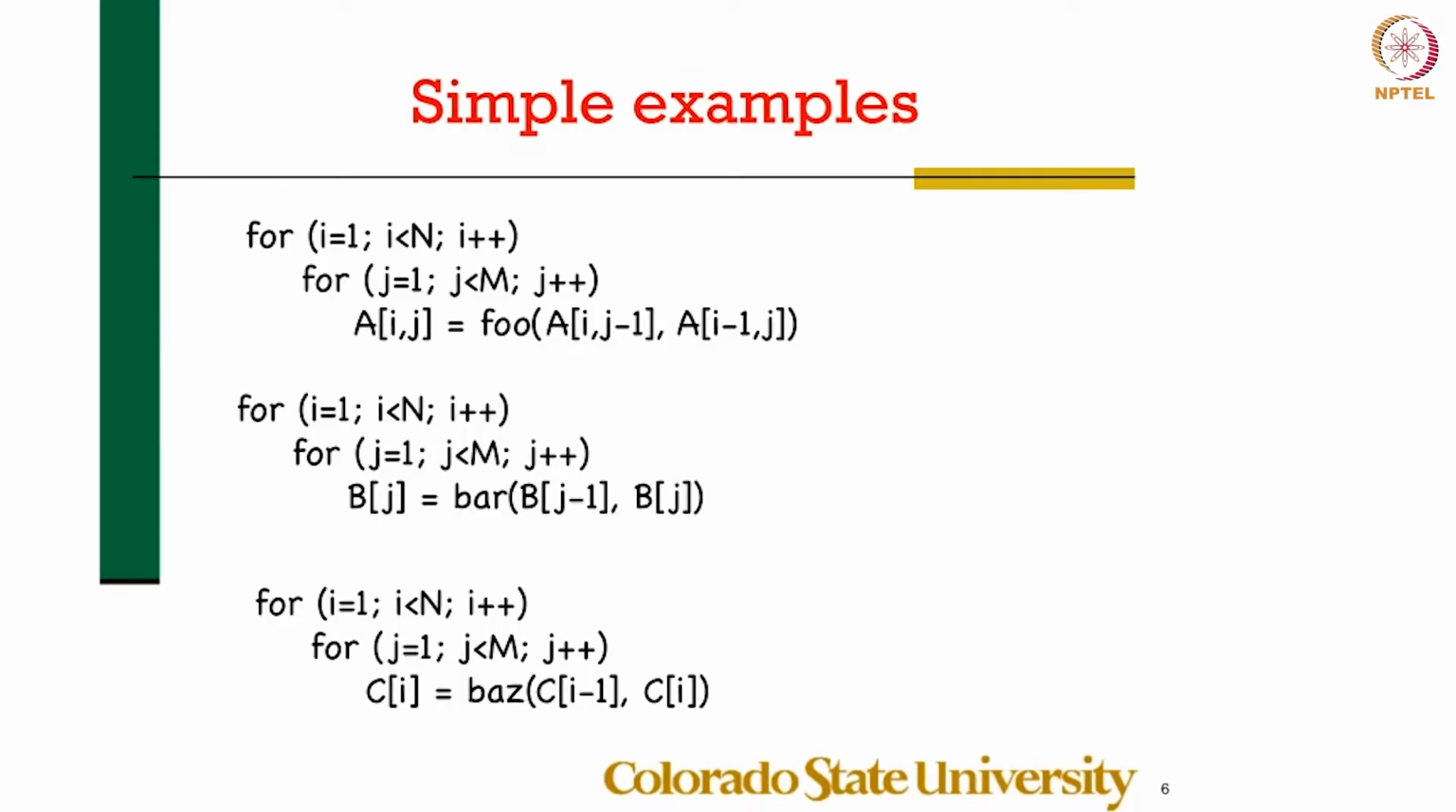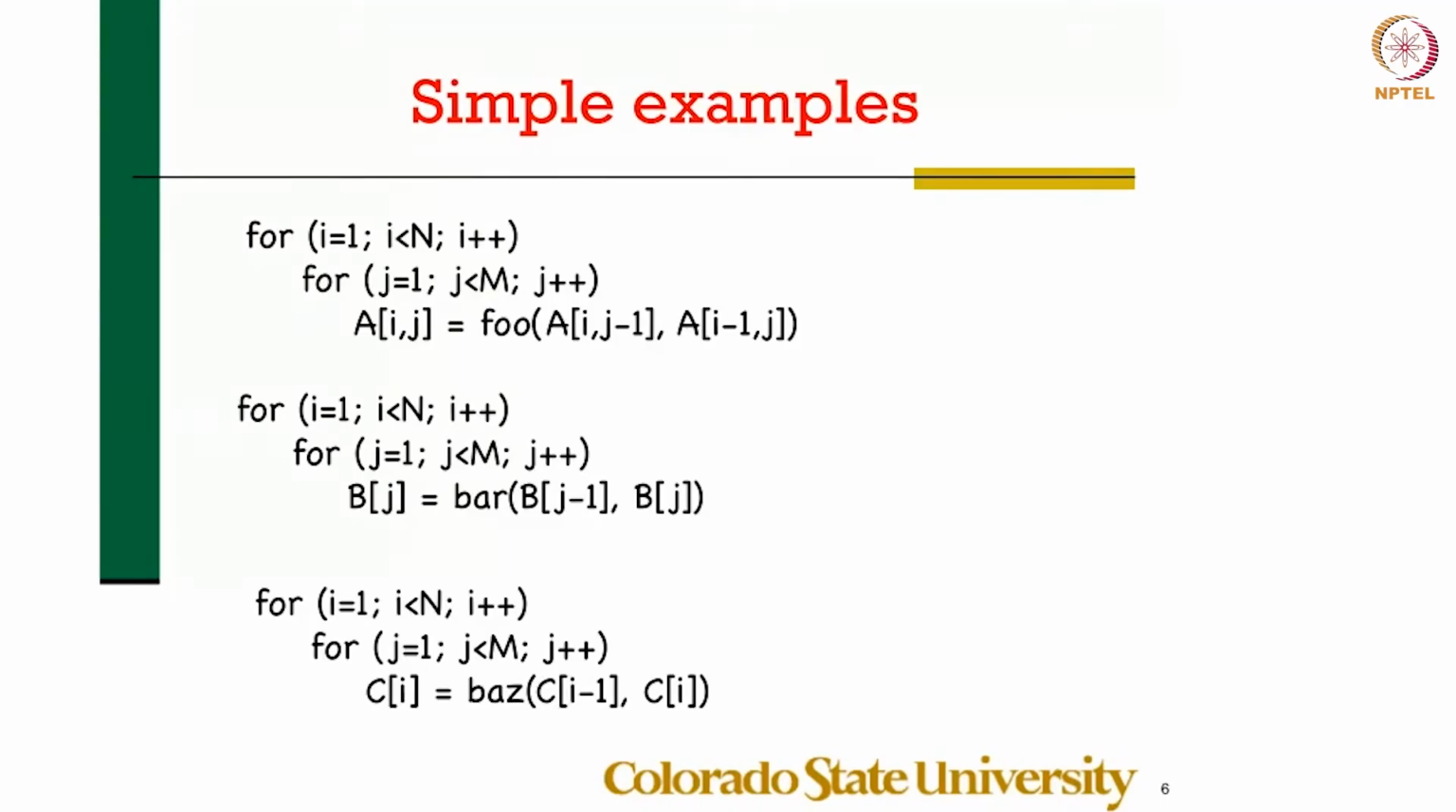Okay, so let's take a look at a few simple examples. You have a loop for i equals 1 to n minus 1, j equals 1 to m, and those loop bounds are the same for all three examples. The loop body is what is different in each of these. In the first one, the statement updates an array variable a indexed by i and j. In the second one, it updates an array variable b indexed only by j, and c in the third example is a one-dimensional array indexed by i. Okay.